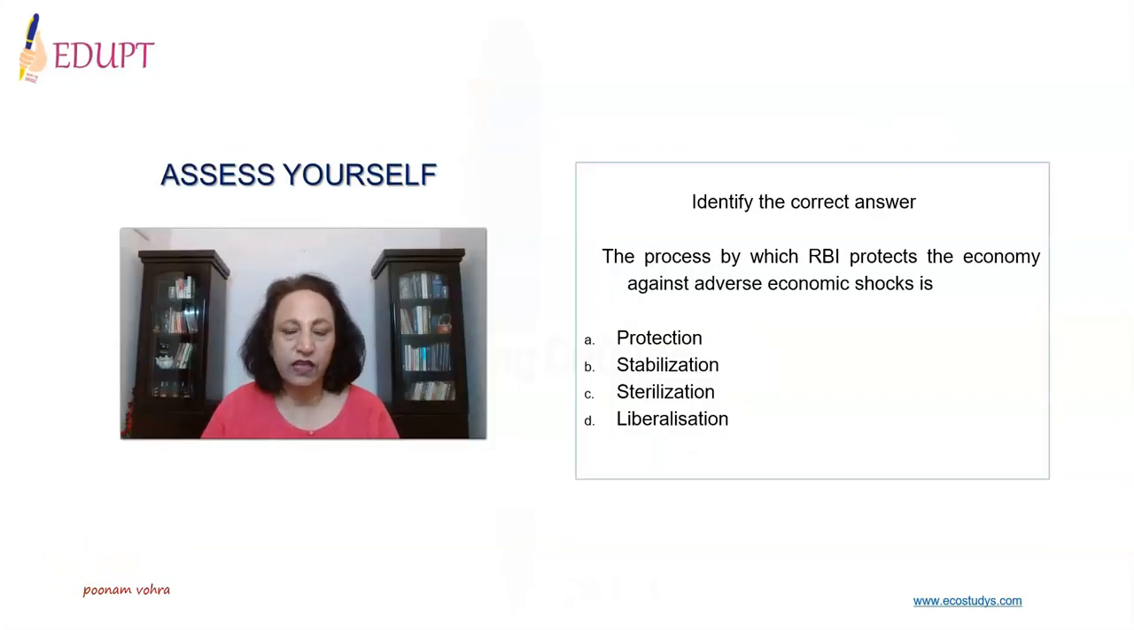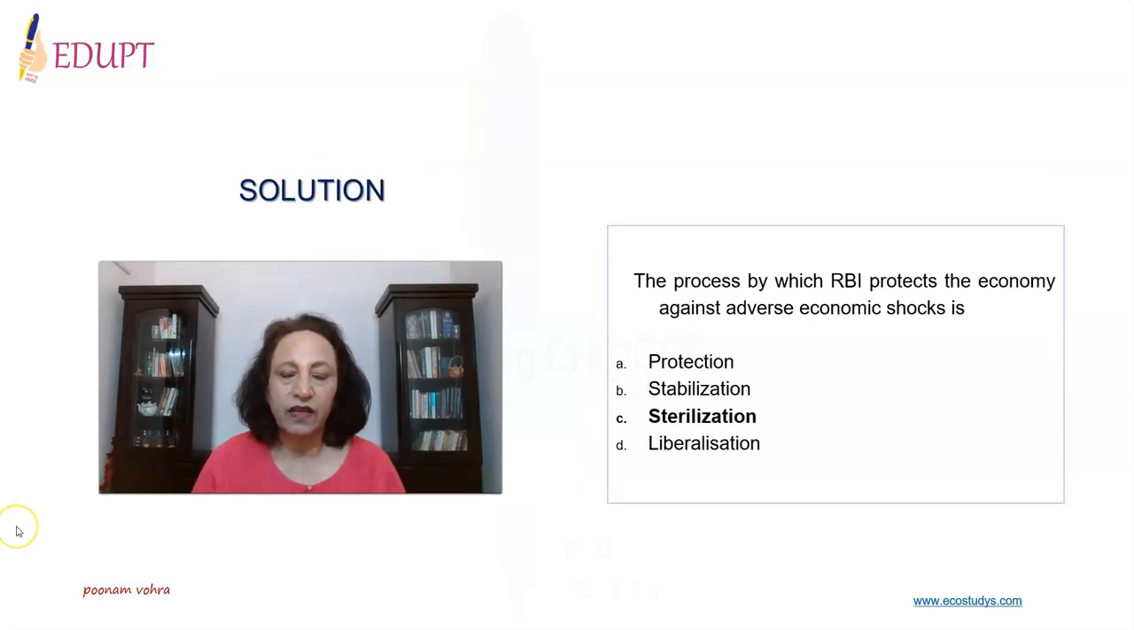Now assess yourself and identify the correct answer. The process by which RBI protects the economy against adverse economic shocks is: protection, stabilization, sterilization, or liberalization? The correct answer is option C. The process by which RBI protects the economy against adverse economic shocks is sterilization.